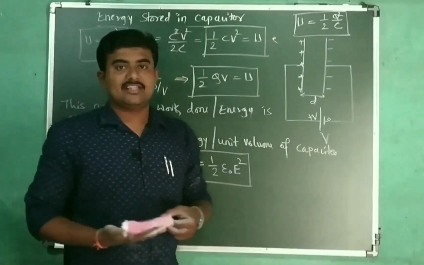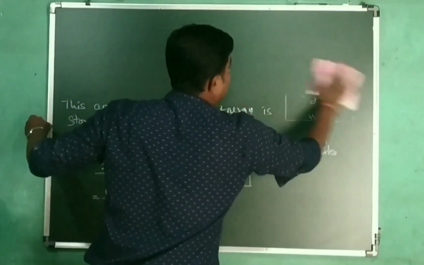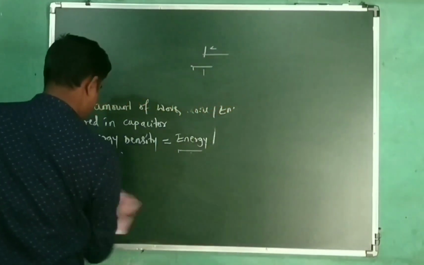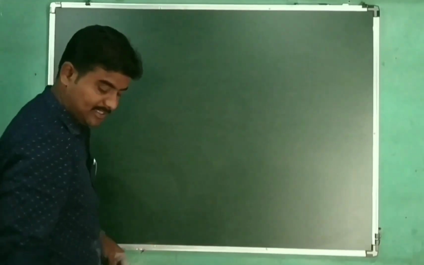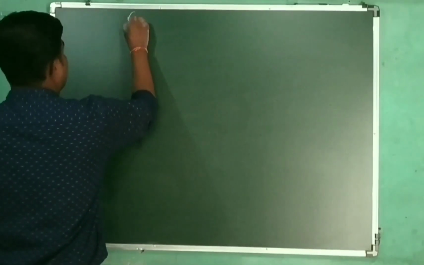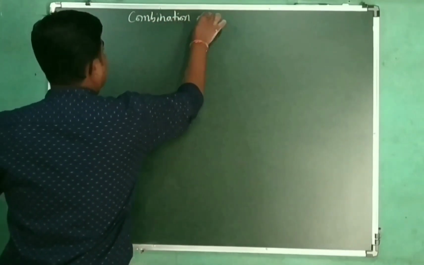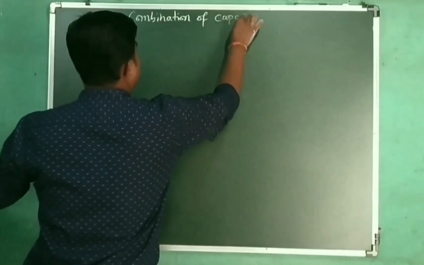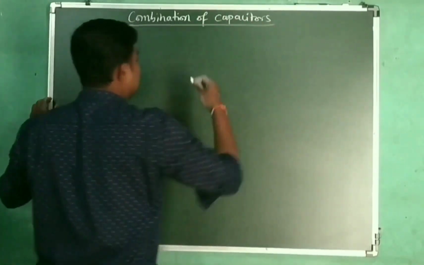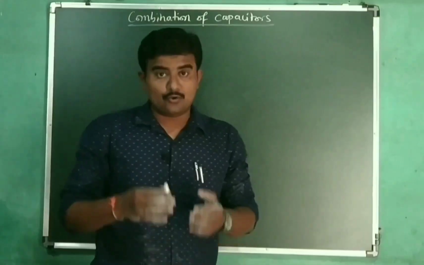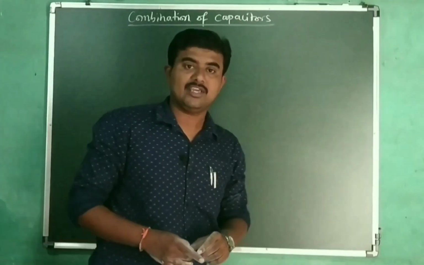Our next discussion is combination of capacitors. Capacitors are combined in order to increase or decrease capacity, to increase the potential or decrease the potential. Combination of capacitors is being used.